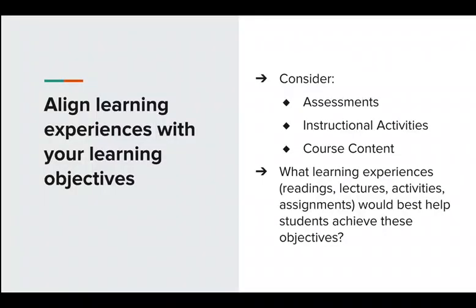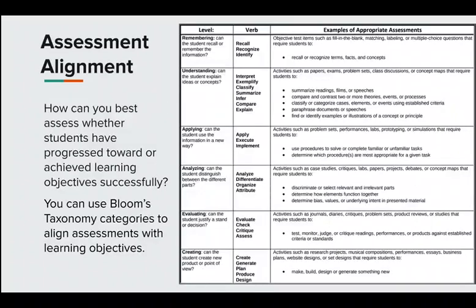And so what we need to do here is align our learning experiences with our learning objectives, considering assessments and all sorts of instructional activities and our course content. So what learning experiences, that is readings, lectures, activities, assignments, would best help students achieve these objectives? So particularly thinking about assessments, how do we judge whether students have achieved these objectives?